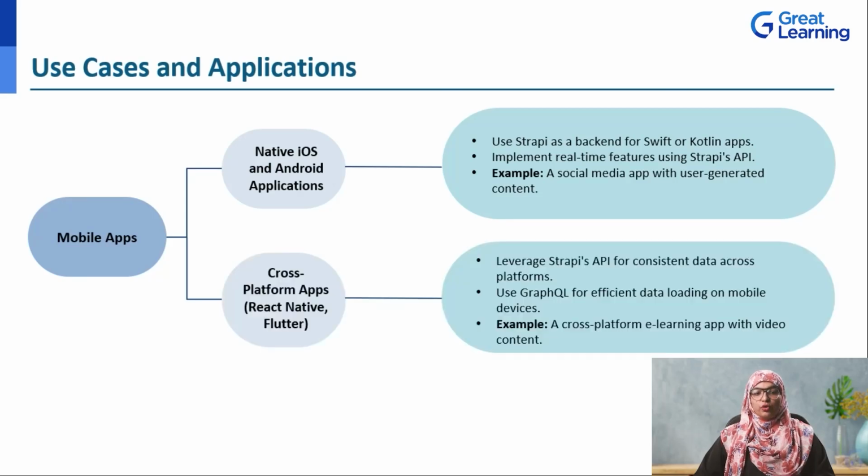And then we also have cross-platform apps with the help of your backend, like your React Native and your Flutter. So you can leverage your Strapi's API for consistent data across your platforms, right? You can use your GraphQL for efficient data loading on your mobile devices. So you can say an example for your cross-platform apps is e-learning, wherein you have your audio, you have your video, as well as there might be some PDFs also as learning content which are there on your cross-platform apps, right?